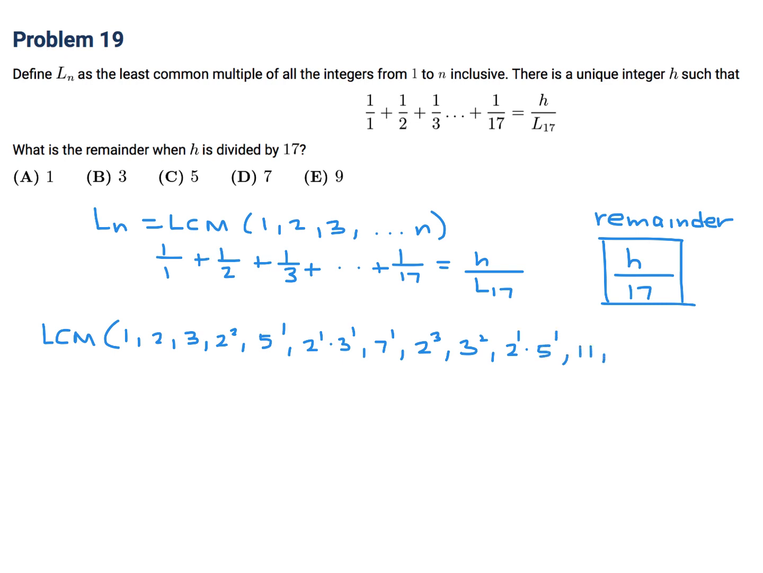11, which is prime. 2 to the power of 2 times 3, 13. 14, which is 2 times 7. 15, which is 3 times 5. 16, which is 2 to the power of 4. 17, which is just 17. And I think that is it. Right? Yeah, because we want L_17.